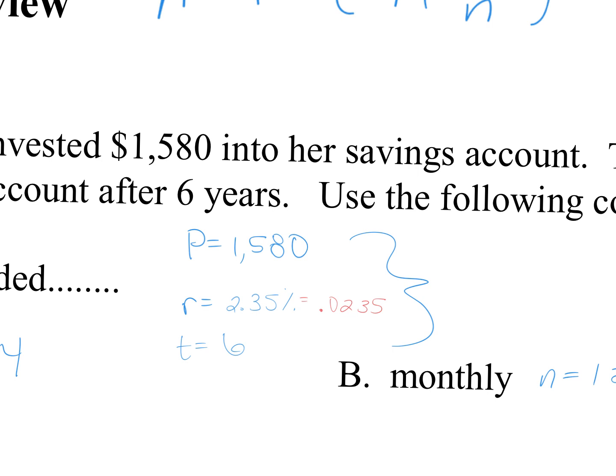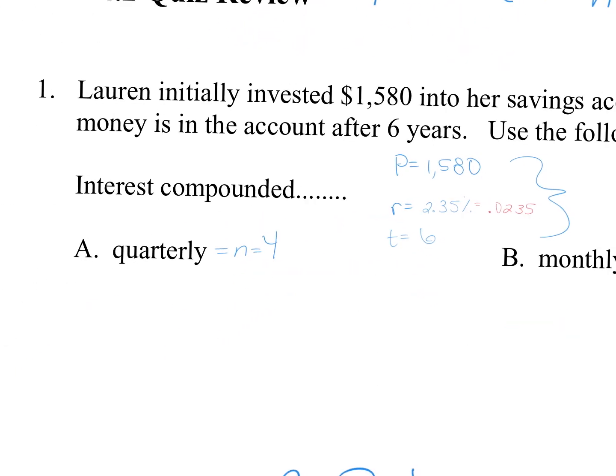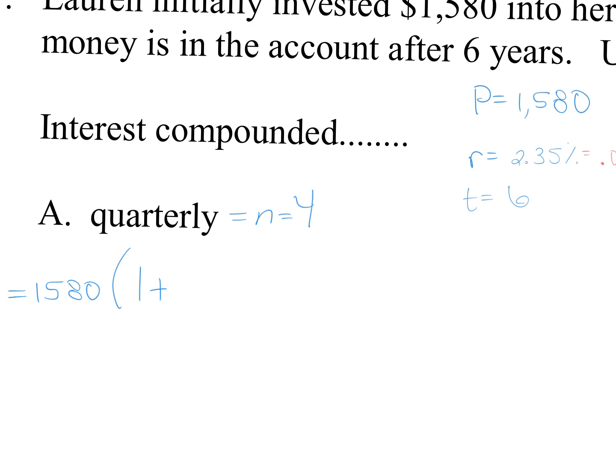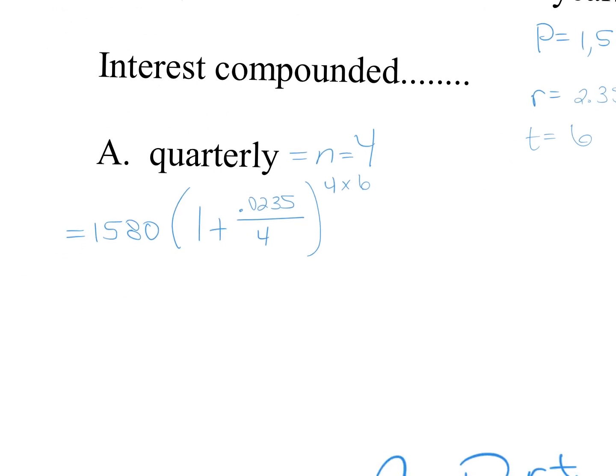A, B, C, and D. Your n value changes for A, B, and C, and then the formula changes for D. So what I need to see from you guys is this. Your principal, 1,580, times 1 plus, what is the interest rate? 0.0235. We're compounding quarterly, so divided by 4. And this is raised to the 4 times 6 power. I need to see what you put in your calculator. That's it. And then I need to see the answer.